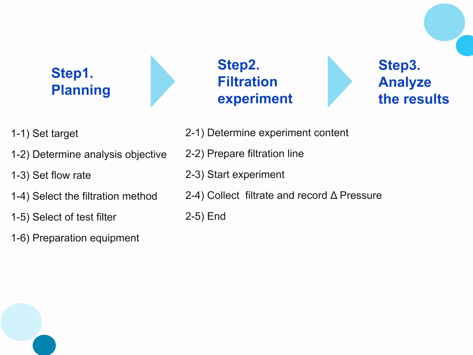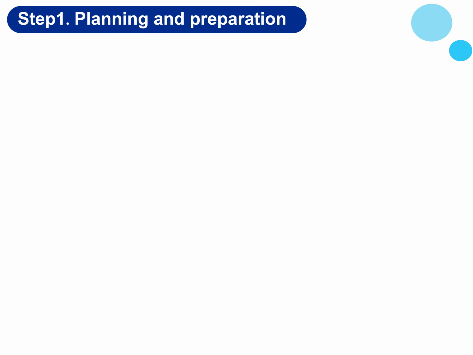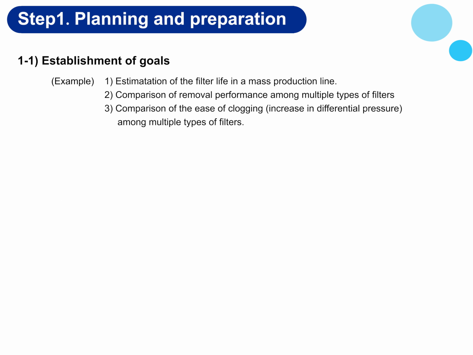We will now explain the three steps of the constant flow filtration experiment: planning and preparation, conducting the experiment, and analyzing the results. Step 1. Planning and preparation. The first step is to consider what the purpose of the small volume filtration experiment is and what results you expect to obtain. By conducting the experiment in a well-planned manner, you can obtain a variety of information in a single experiment.